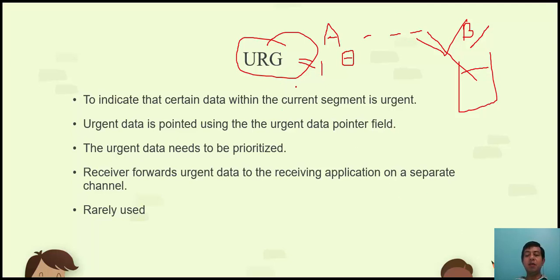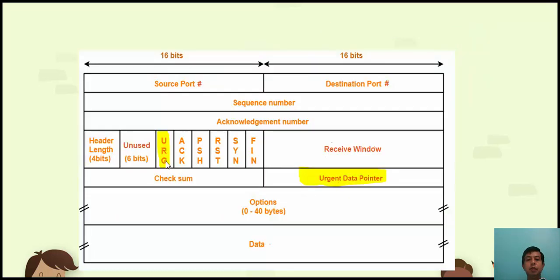Now this is again very rarely used. It's a very rarely used flag. It's only in special circumstances where this flag is used to send some urgent data, some urgent signal, if required to be sent. Now whenever our URG flag is set, it has to be used in conjunction with this urgent data pointer.